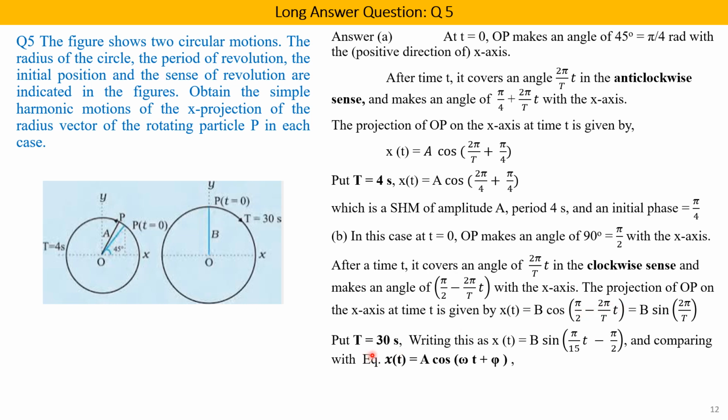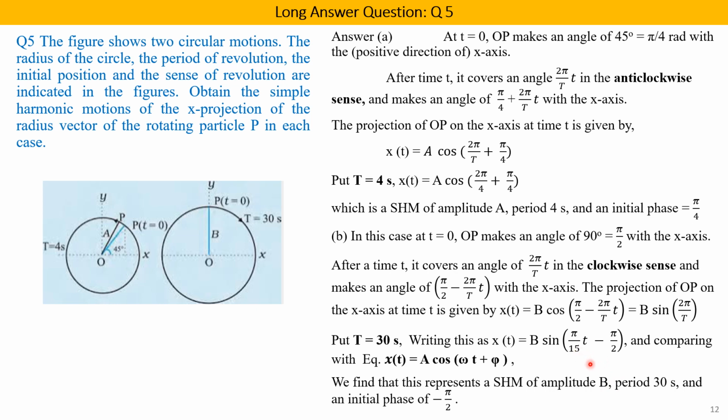If you put the value of T equal to 30 in this equation, we get the equation for displacement as x of t is equal to a cos(omega t plus phi), and we find that it represents simple harmonic motion of amplitude b, period 30 seconds and initial phase of minus pi by 2.